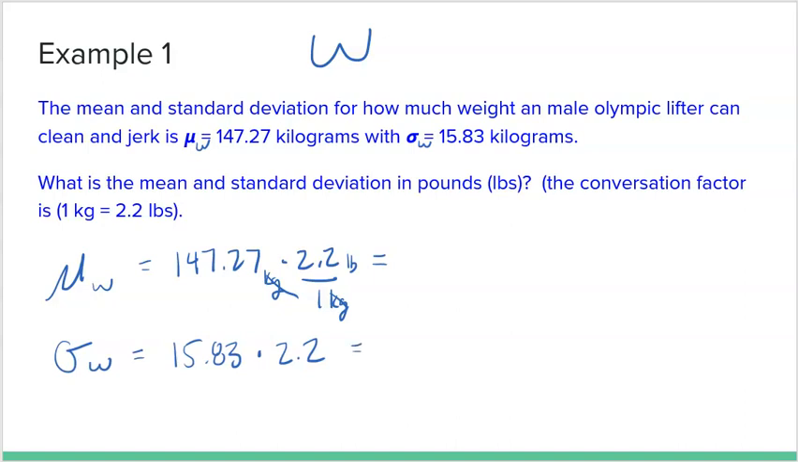So all I got to do is grab a calculator. 147.27 times 2.2 converts that to 323.99 pounds. So almost 324 pounds. Taking 15.83 times 2.2, we get 34.83 pounds. So again, this is like chemistry class. I'm just converting. I'm just canceling out my kilograms to get the pounds. Just multiplication. Easy. Multiplication affects mean and standard deviation.